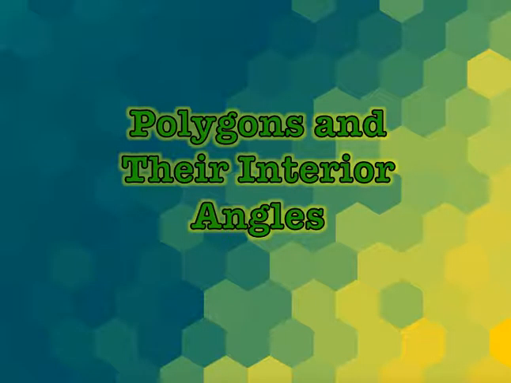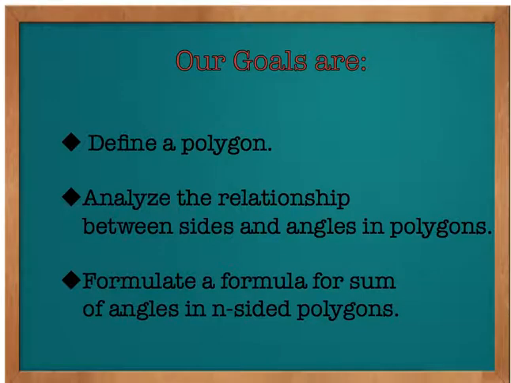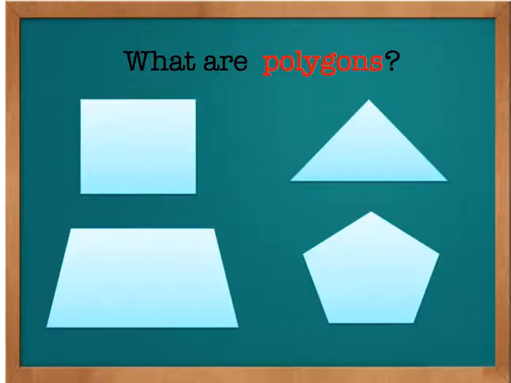Hello, today we'll talk about polygons and their interior angles. So let's get started. After this lesson, you should be able to define a polygon by giving its characteristics. While exploring different types of polygons, you should be able to analyze the relationship between the number of sides and the sum of angles. Lastly, you should be able to come up with a formula that can be used to find the sum of angles in a many-sided polygon.